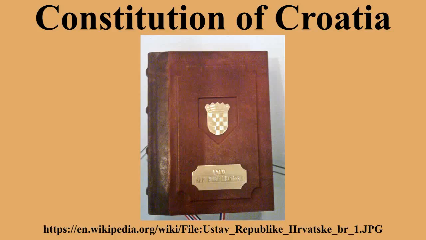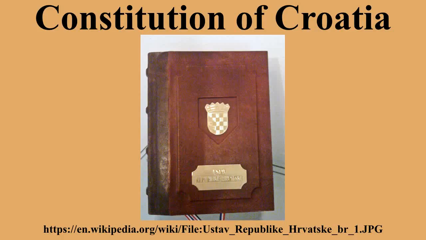Judicial power is exercised by independent and autonomous courts. The Supreme Court is the highest court and secures uniform application of laws and equal justice to all. The President of the Supreme Court is proposed by the President of the Republic and elected by the Croatian Parliament for a term of 4 years. Judicial office is permanent.